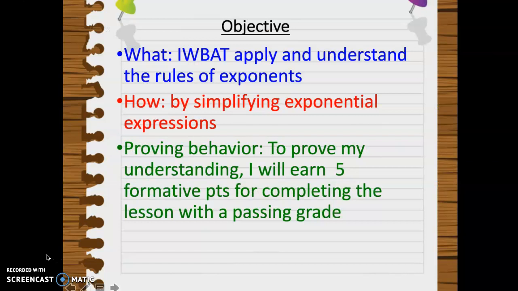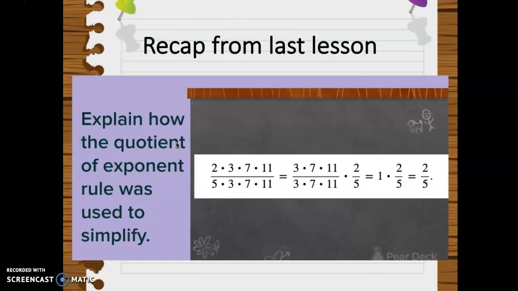All right. Today, we're going to review some problems based on this objective. You're going to be able to apply and understand the rules of exponents by simplifying exponential expressions. One thing I want to hit on, you are simplifying exponential expressions. What you're going to do is look at all the rules you've learned and how you can make it the simplest form. It's almost like PEMDAS. You're looking to see what applies. To prove that you understand this, you are going to earn 5 points formative by completing this whole lesson with a passing grade.